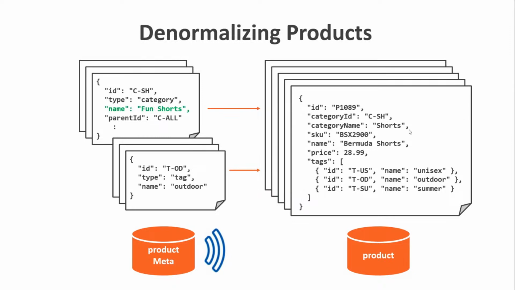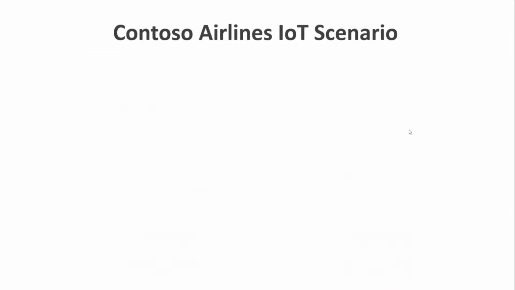So if the category name shorts got changed to fun shorts, that would update all of the documents. Or if the singular outdoor tag name got pluralized to outdoors, that would be affected in all the related product documents.